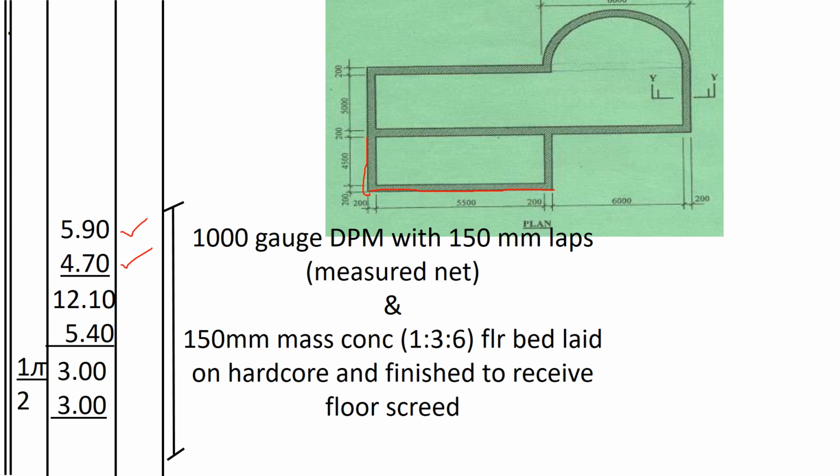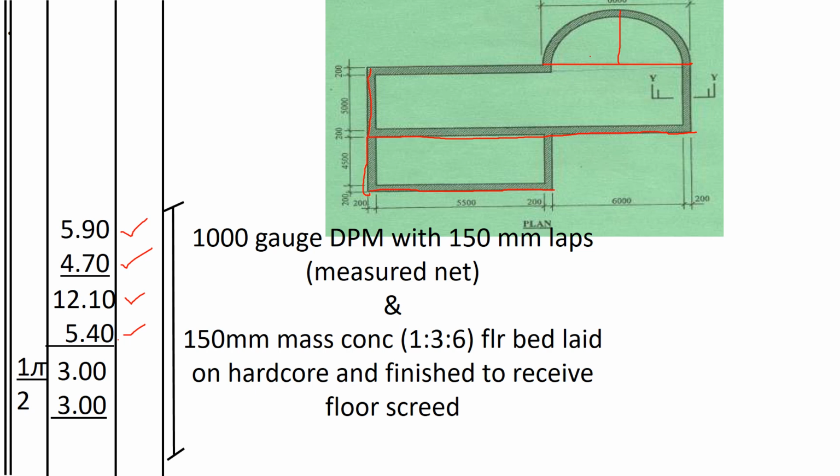We go to the bigger rectangle. The length shall be 200 plus 5,500 plus 200 plus 6,000 plus 200. We get 12.10. And the width shall be 200 plus 5,500 plus 200. We get 5.9. So for the area of the semicircle now, we shall take a half pi r squared. The r from here outside the wall to here is 3 meters. So a half pi times 3, 3.